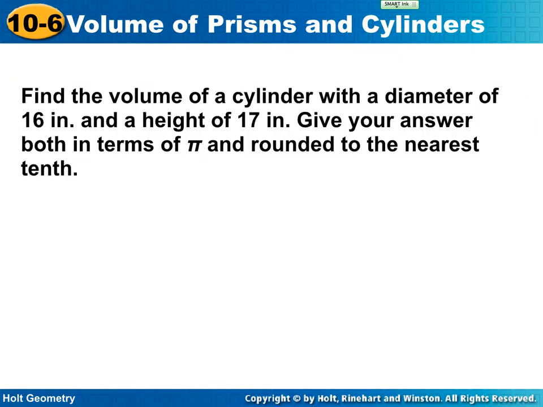So let's do the volume of a cylinder. The diameter of it is 16 inches. So what's the radius? About 8 inches. And then the height of 17. And the answer, I'm asking you to go both ways, in terms of pi and rounded to the nearest 10. Make sure we can do both. Cylinder.